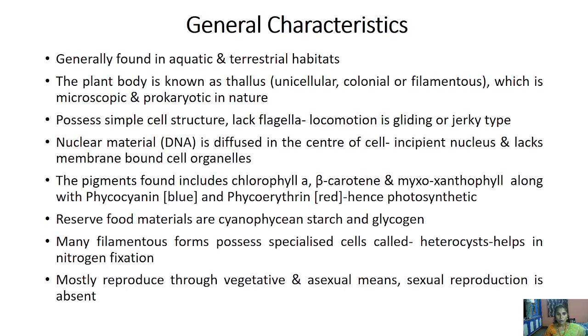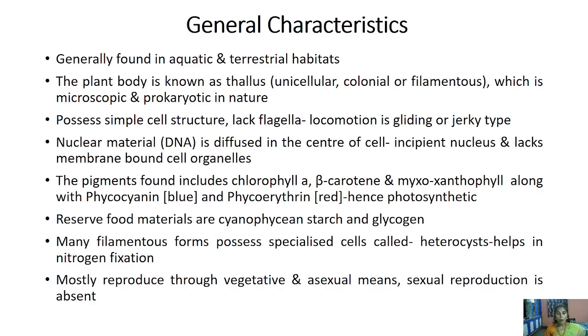In this case, the nuclear material, that is DNA, is diffused in the center of the cell. That type of nucleus is called an incipient nucleus, and they lack membrane-bound cell organelles. Hence, the pigments found include chlorophyll a, beta carotene, myxoxanthophyll, along with two major dominant pigments called phycocyanin, which is blue in color, and phycoerythrin, which is red in color. They give characteristic color to the members of class Cyanophyceae.